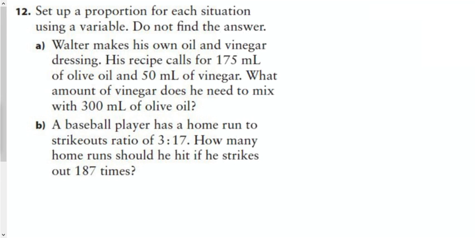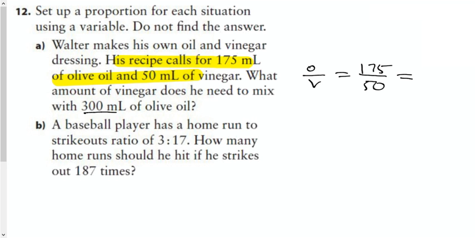Question 12. Set up a proportion for each situation using a variable. So just like we did in the last one. Walter makes his own oil and vinegar dressing. His recipe calls for 175 mils of olive oil and 50 mils of vinegar. What amount of vinegar does he need for 300? So the first thing I'm going to do is write down what unit is going to go where. I'm going to put an O for my top unit and a V for my bottom. And you might have V over O, it doesn't matter, as long as you structure it so that when you put your ingredients in, you don't mess it up. So it's 175 mils of olive oil, so 175 goes up top. It's 50 mils of vinegar, that goes in the bottom. That is our ratio of oil to vinegar.